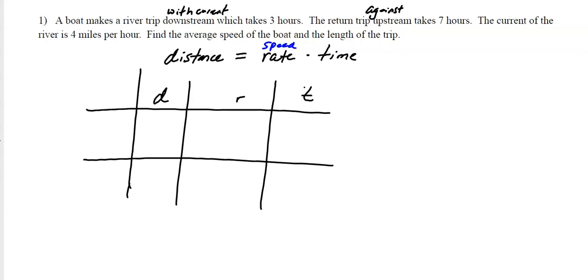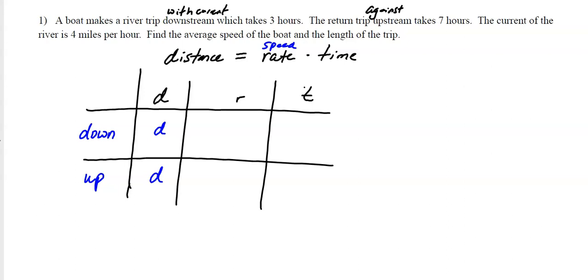So the first thing they said was we were going downstream. So this is downstream, which is with the current, so you're going faster. And this is going to be upstream. So they don't really tell me how far we go, so I'm just going to put D in here for distance. And we made the same trip both directions, so distance is the same both ways. That's pretty important for this problem.